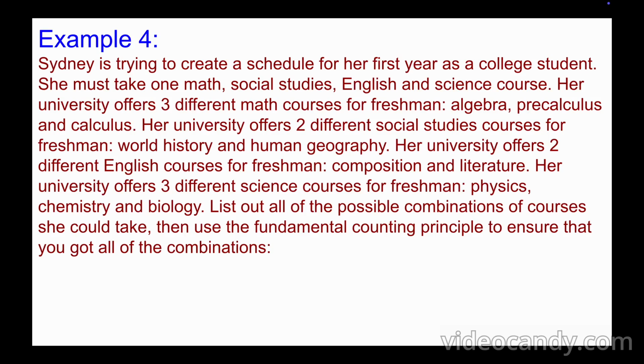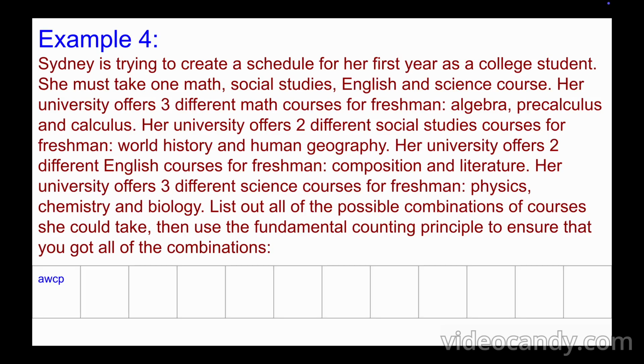List out all of the possible combinations of courses she could take, and then use the fundamental counting principle to ensure that you got all the combinations. So, again, I'm just starting with the first item in each list. So we've got algebra, world history, composition, and physics. So then algebra, world history, composition, and chemistry. Algebra, world history, composition, and biology.